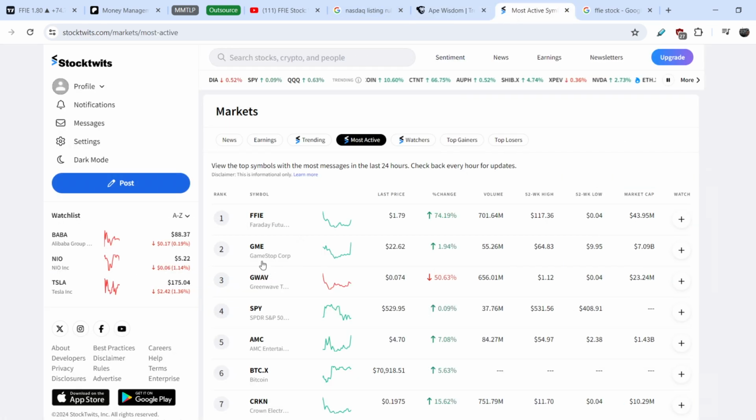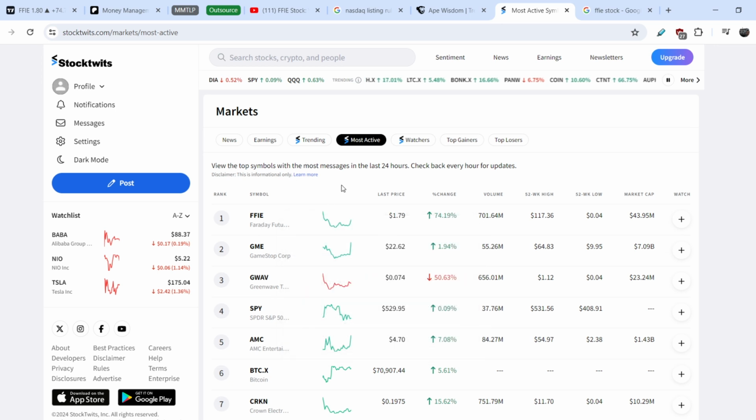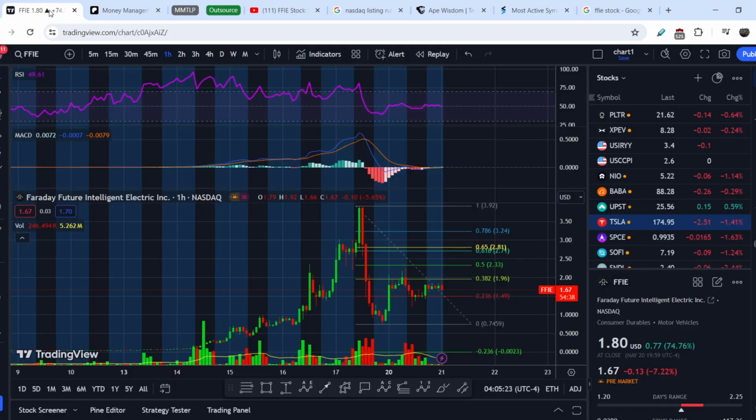On top of that, if you take a look at the stocktweets.com website, in the most active section, the FFIE ticker symbol is in 1st place. This means we still have a chance to see higher price targets, but it is quite tricky to assume this from the technical standpoint. So, let's continue with the technical analysis.